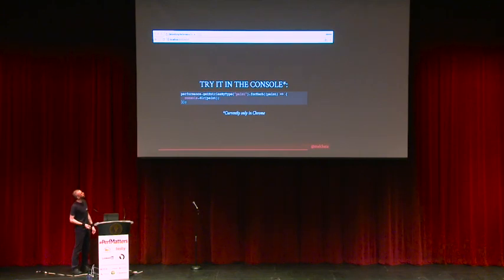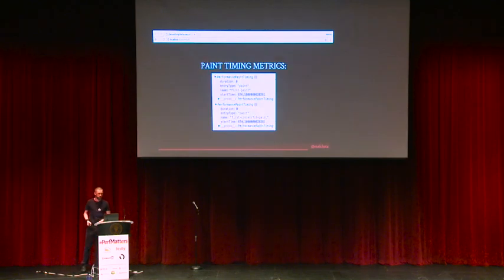It's pretty simple. You can just loop over this stuff after the document has been loaded. You just use get entries by type with a value of paint. And if the browser supports paint timing, with this code, you'll get something like this in your console. And you'll see that there are 2 different metrics.